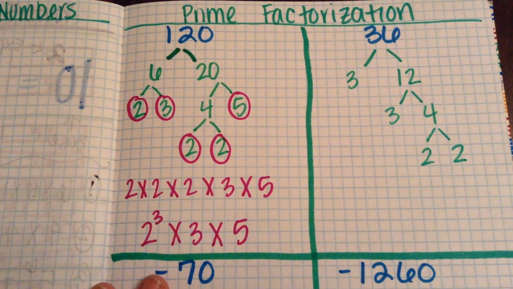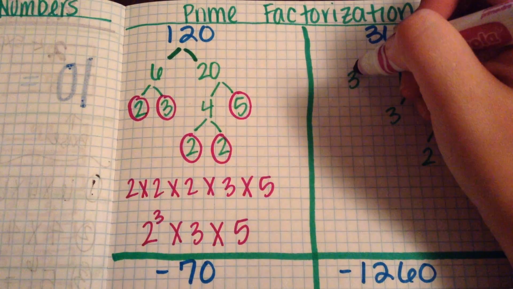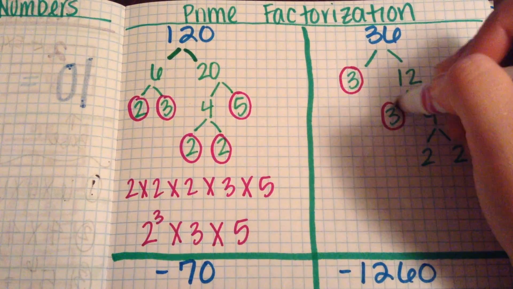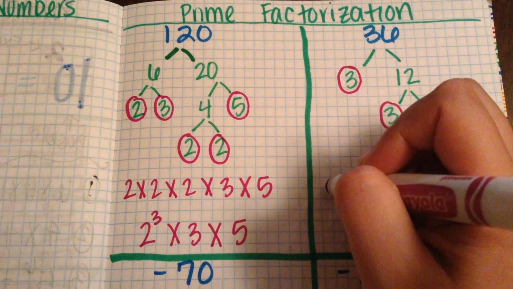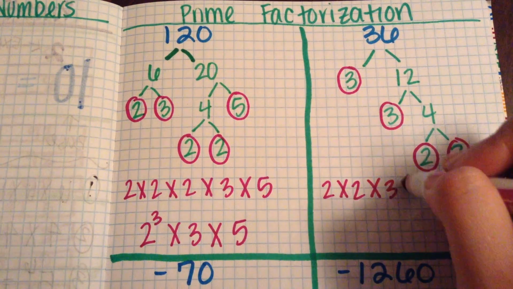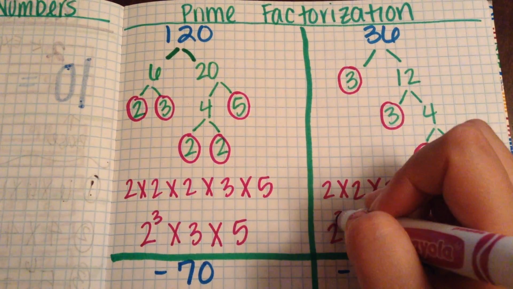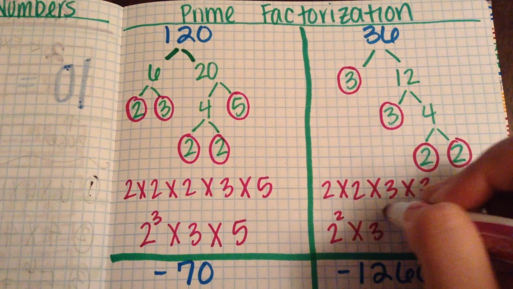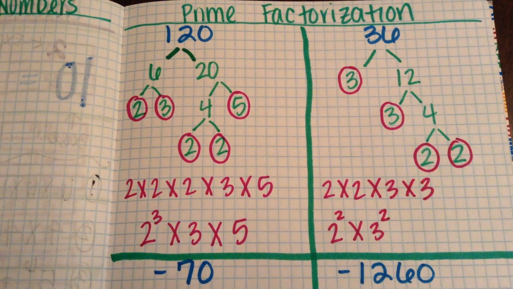So again, we only want to circle our prime numbers. So 3 is prime and 2 is prime. So we're going to write 2 times 2 times 3 times 3, or we can write 2 to the second power times 3 to the second power. Okay?